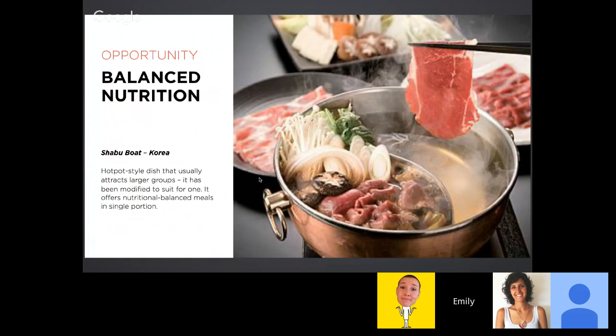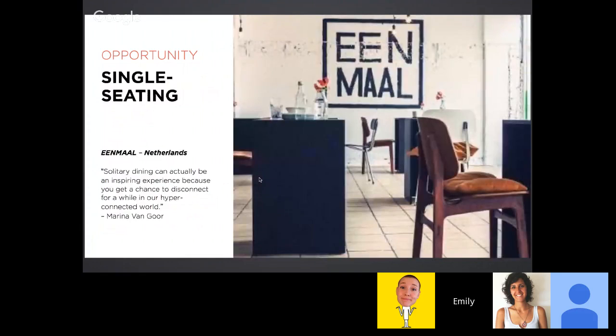So with Shabu Shabu, the restaurants have catered to these needs and developed menus that include a wide variety and suitable portion sizes. The second example is Eenmaal in Amsterdam. It's the first one-person experience restaurant in the whole world. All table sizes are specifically designed to fit one person, and they offer newspapers and books instead of Wi-Fi. It's a great getaway for people who want to treat themselves to a moment of peacefulness.